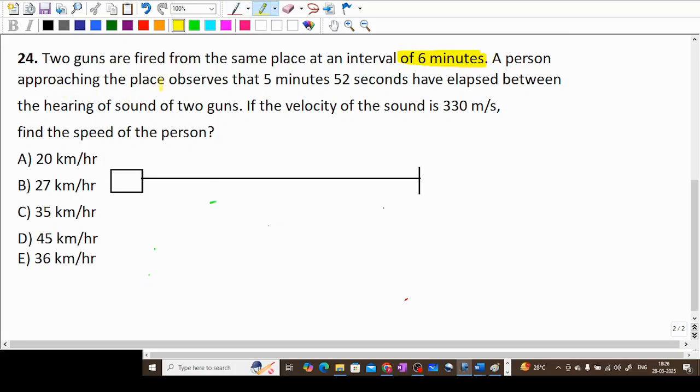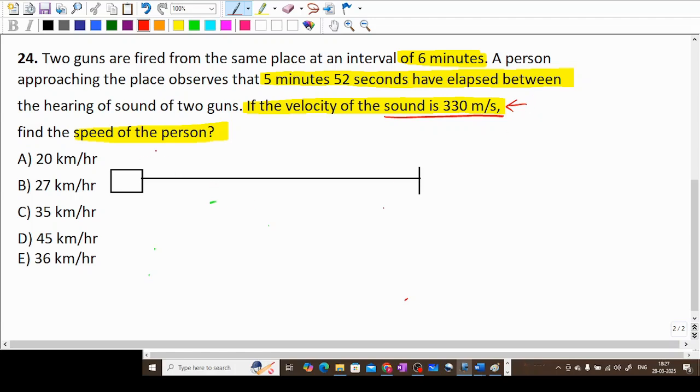A person approaching the place observes that 5 minutes 52 seconds have elapsed between the hearing of the sound of the two guns. If the velocity of the sound is 330 meter per second, what is the speed of the person? This is very similar to the previous question, but in the previous question, in the opposite direction, buses were coming, but here sound is coming. That's why in the previous case the speed of the bus is given, but here the speed of the sound is given, which is fixed, which is 330 meter per second.